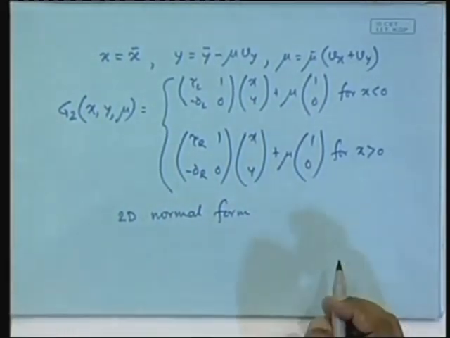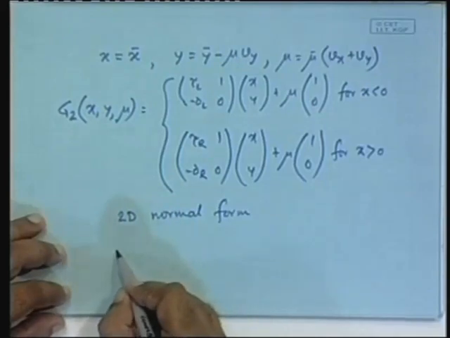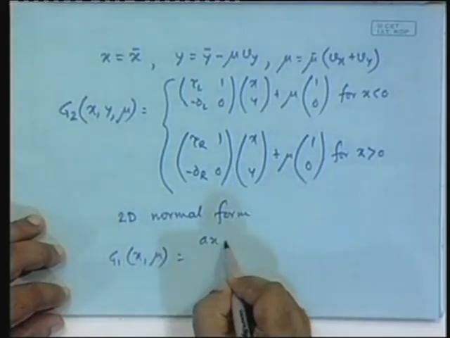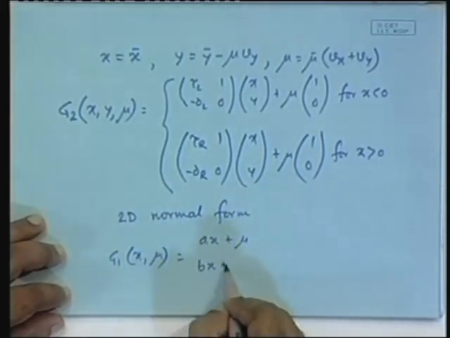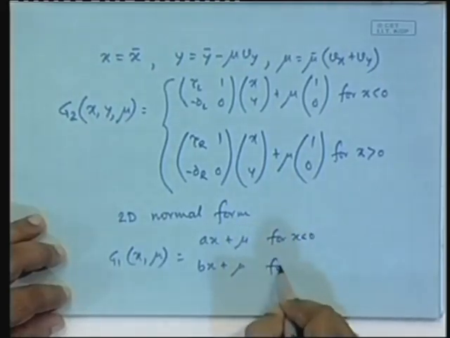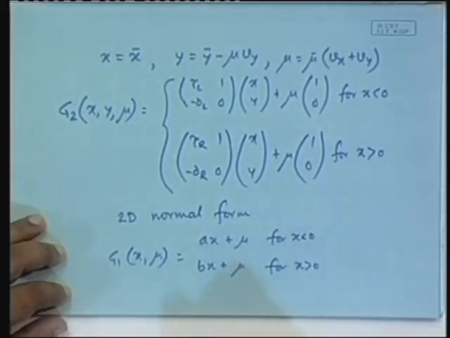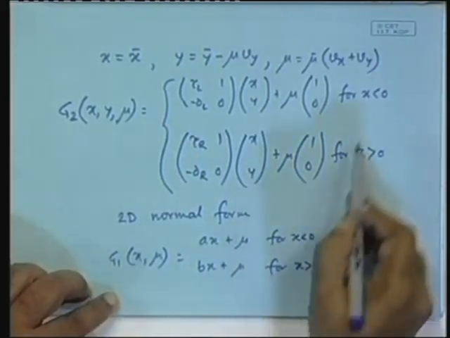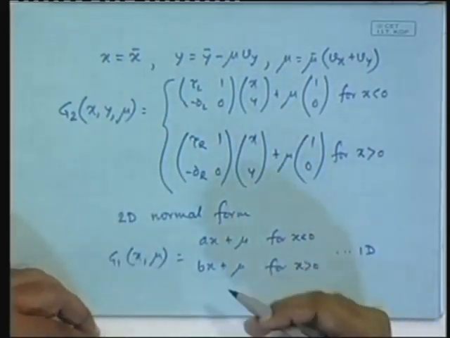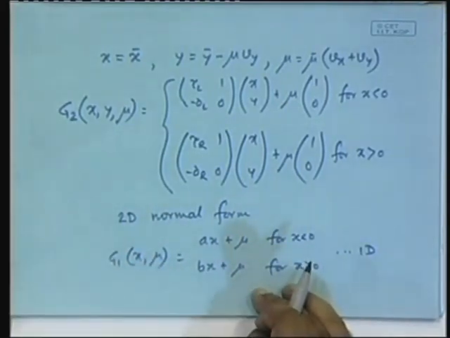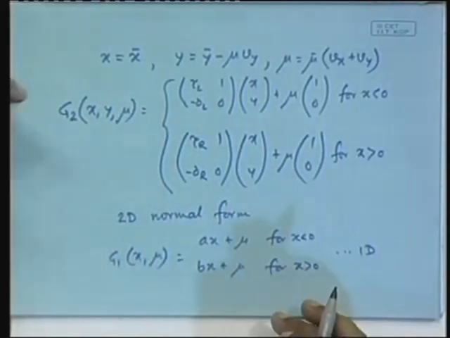Just contrast it with the 1D normal form. The 1D normal form was g of x, mu equal to a x plus mu for x less than 0, and b x plus mu for x greater than 0. This was the 1D normal form. This is 1D, and the 2D normal form is this. How are they related? The derivation of the 1D normal form was far easier, but the 2D normal form, as you could see, we have to go through a few steps.